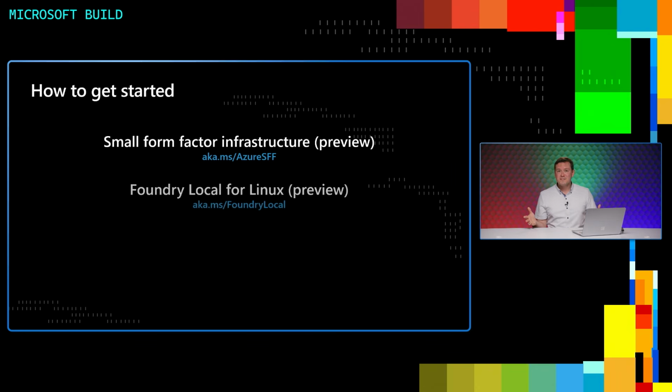If you're as excited about this as I am, I encourage you to get started right now. All of the things that we showed here are available off the shelf for you to try. The small form factor infrastructure is available in preview now. You can take it for a spin. Foundry Local as a container image for Linux, enabled by Azure Arc, is also available as a preview right now. You can go try that out for a scenario like ours or many other scenarios as well. And of course, last but not least, Azure IoT Operations is also available for you to try.